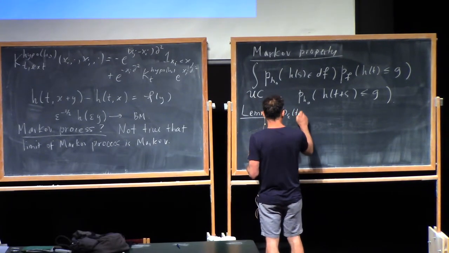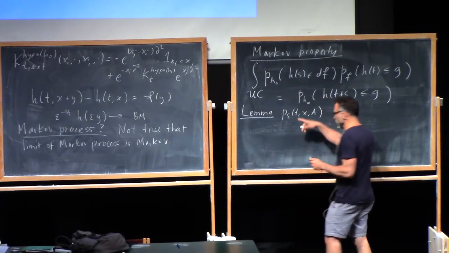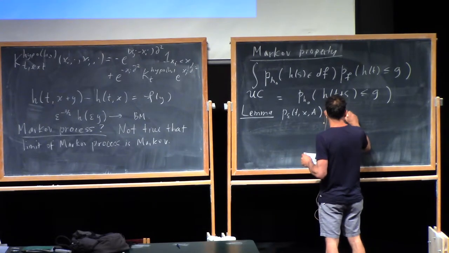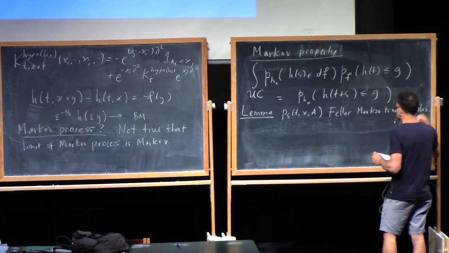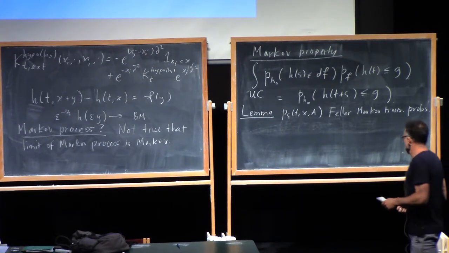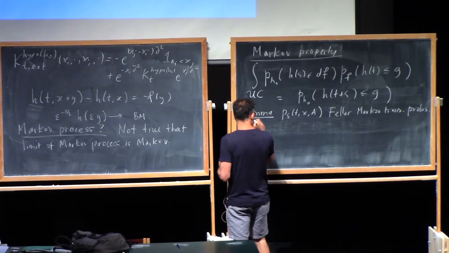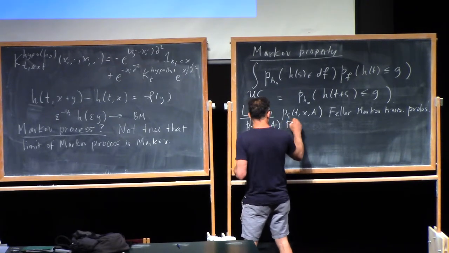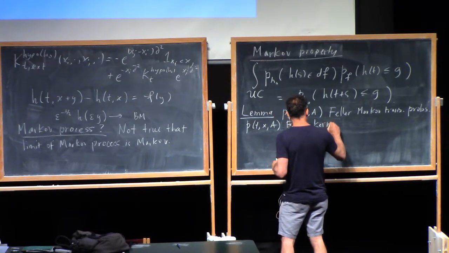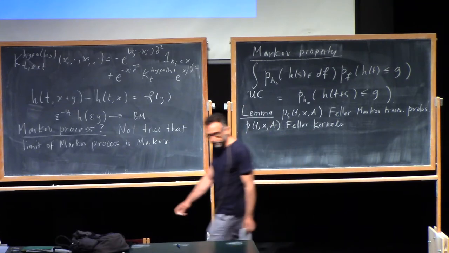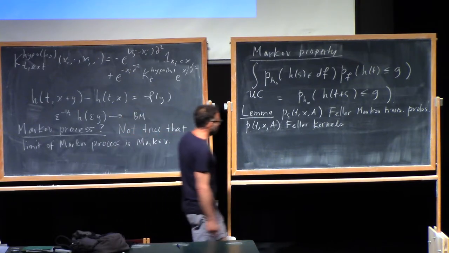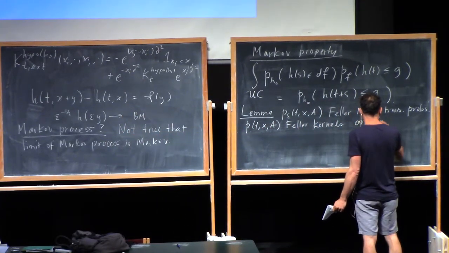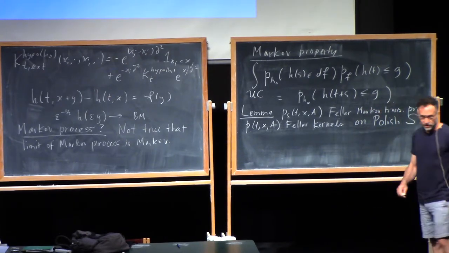Suppose P^ε_t(x, A) are Markov processes, and they're Feller. They're Feller Markov transition probabilities. Okay. And suppose they converge to Feller kernels P_t(x, A). Kernels just meaning they're probability measures depending on x. But they're Feller. But you don't know they satisfy the Markov property, but P^ε are converging to them. Then the kind of tightness you need is the following. So this is all on some Polish space, state space S.